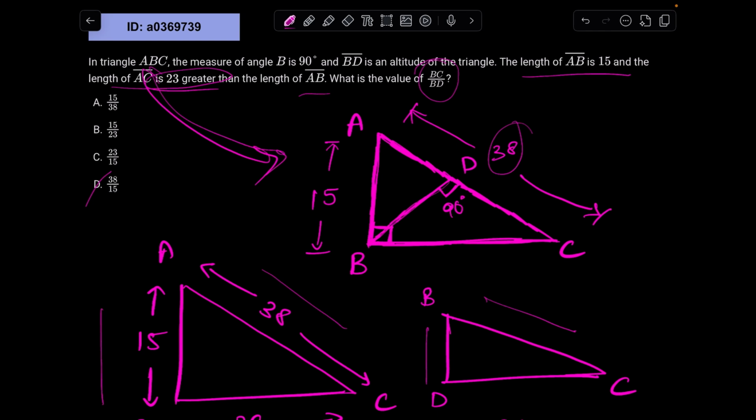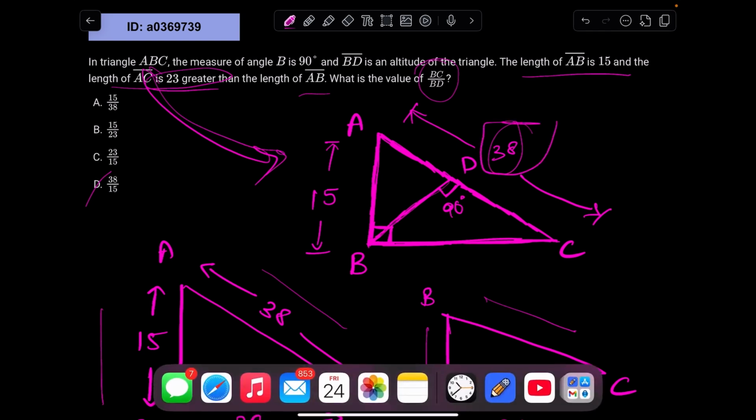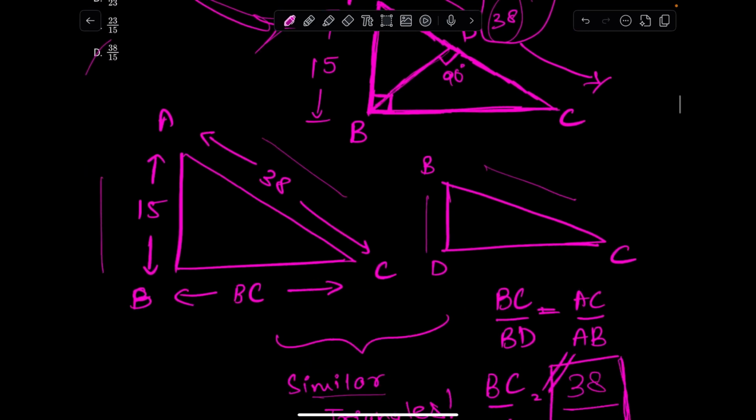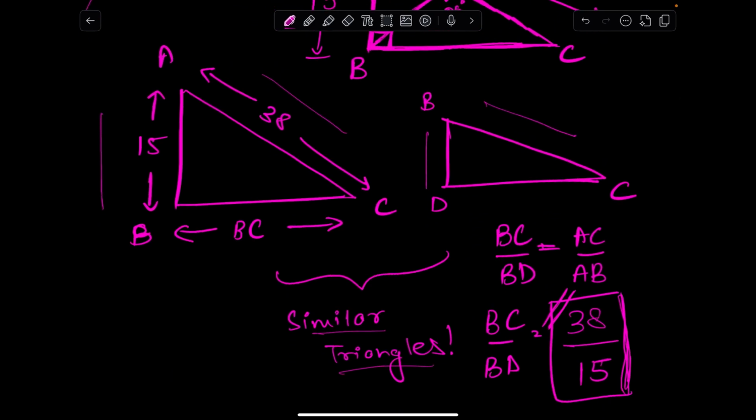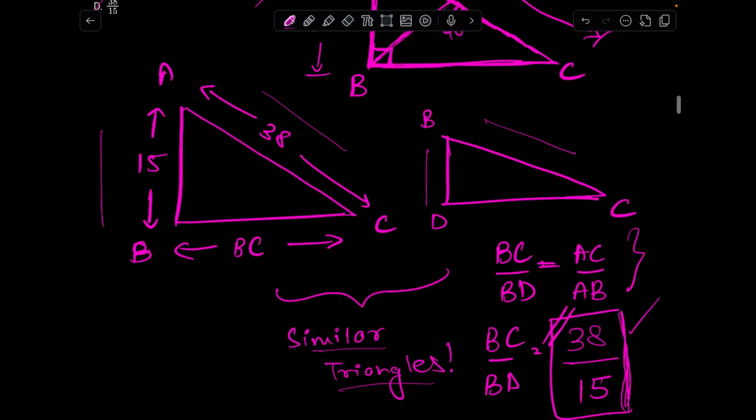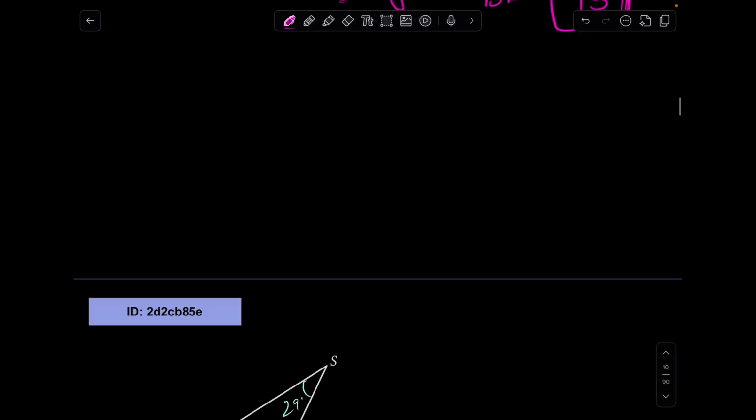So 23 greater than 15 is basically 38. And I'm going to split this into two triangles like such. Since these two triangles are going to be similar to each other, the proportion of the sides of these triangles are going to be equal. Solving this, we get 38 by 15. Since it's BC by BD, this side upon this side is going to be equal to this side upon this side. Basically, the ratio of the corresponding sides of two similar triangles should be equal. That is your similar triangles side property, whatever you want to call it.